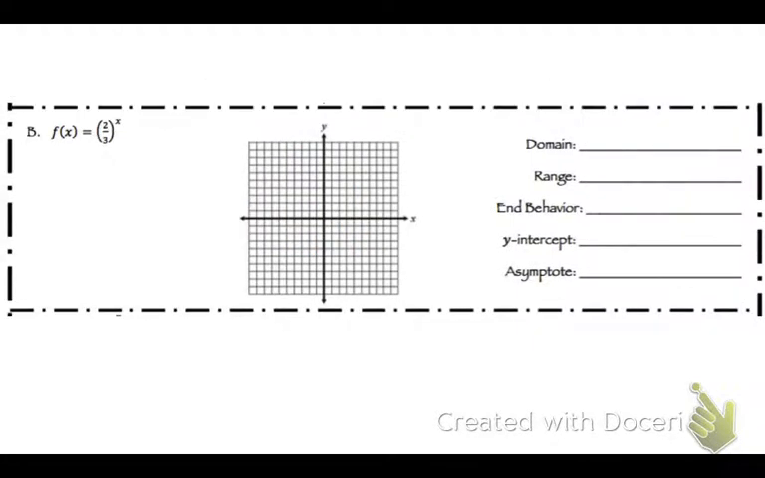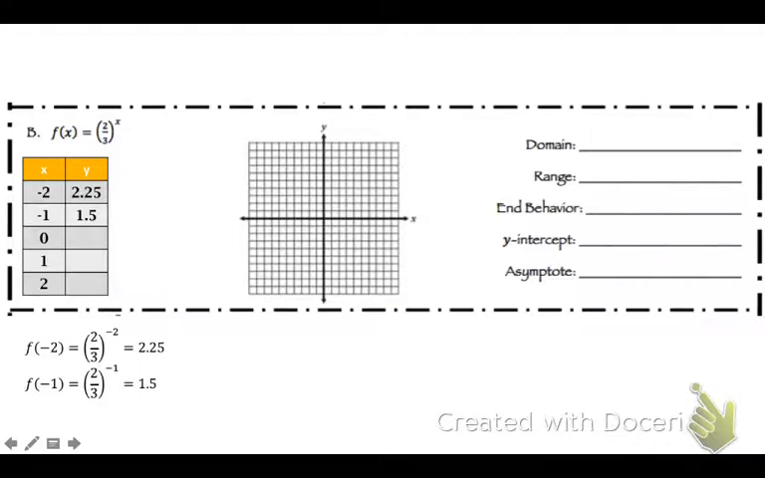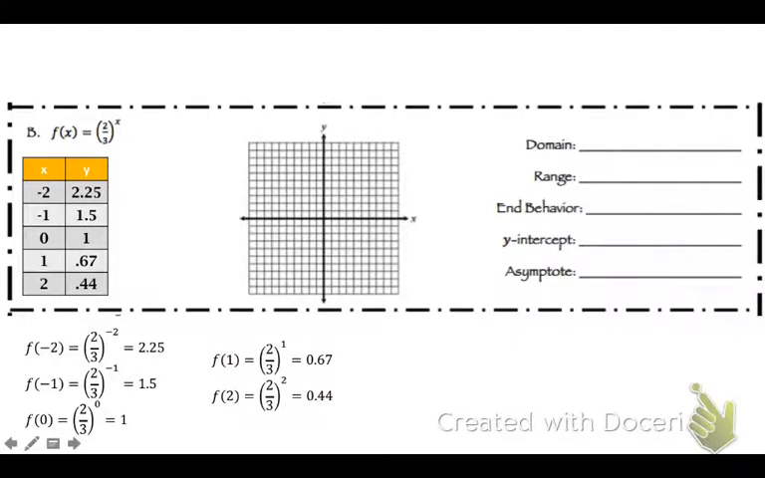Cool? Let's do this one. Same thing, we're going to make our t-chart. -2, -1, 0, 1, and 2. Plug those in. So we get 2.25 for -2. 1.5 for -1. 1 for 0. 0.67 for 1. And 0.44 for 2.